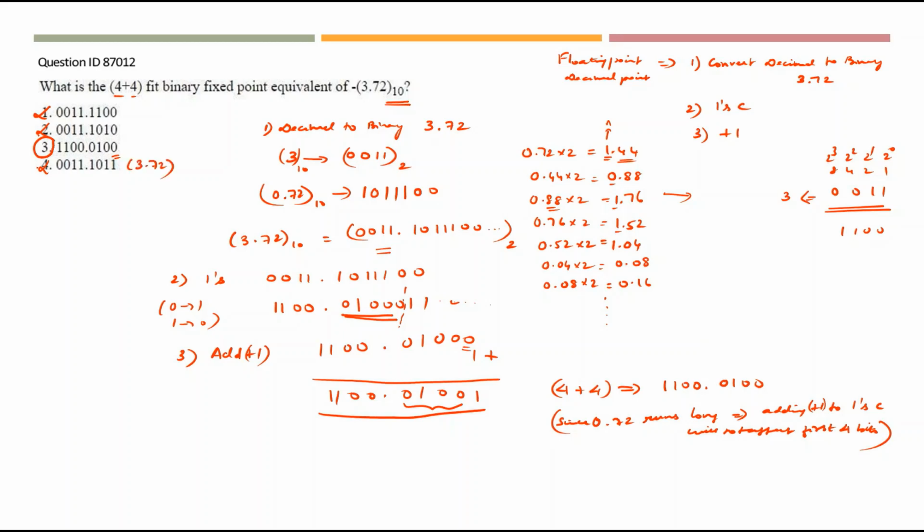Option number 1 will be 3.75. Option number 2 will be 3.625. This is actually in positive form and this is in negative form.